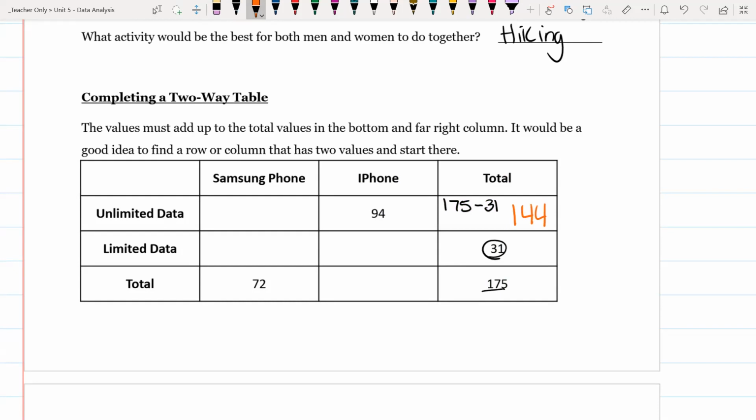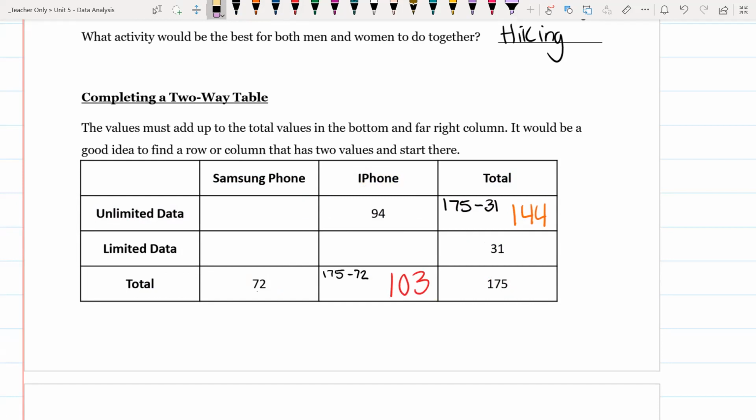Okay, so let's find how many people have iPhones. We have our total number surveyed, and we know that 72 of them have Samsung phones. So we'll do 175 minus 72, because that's how many have Samsung phones. Well, if we do 175 minus 72, we're going to get 103. So, 103 of the people surveyed have iPhones.